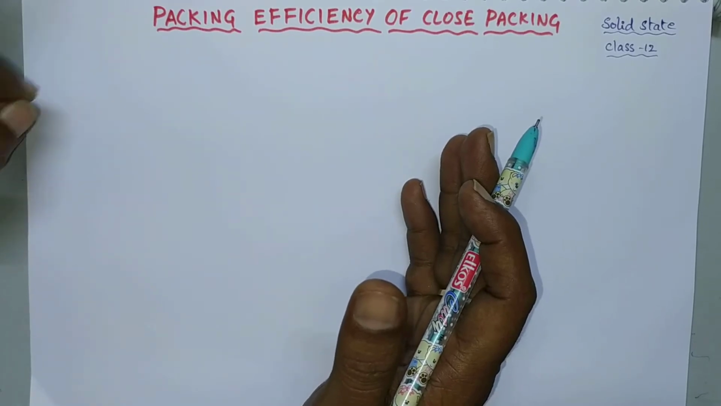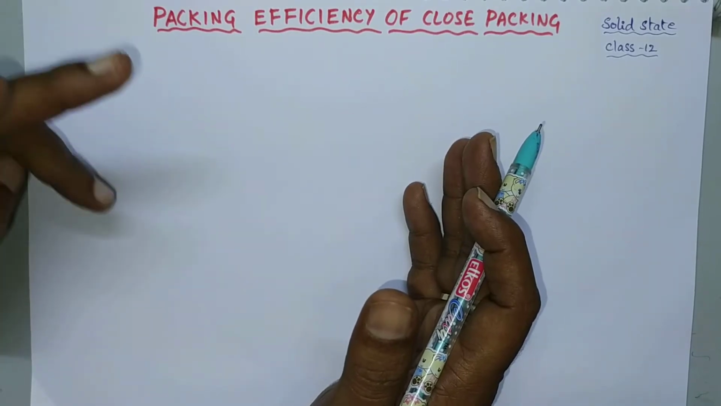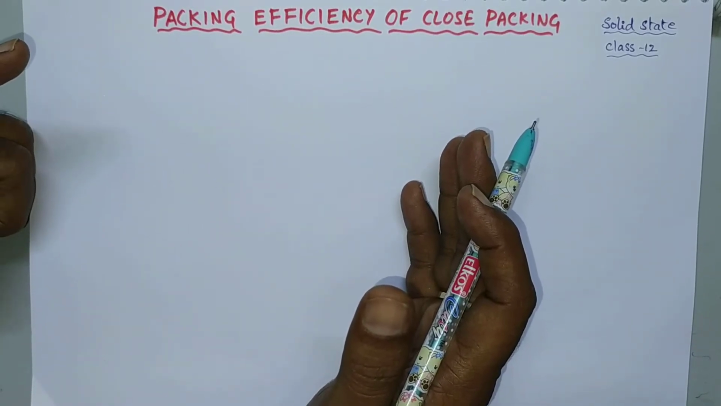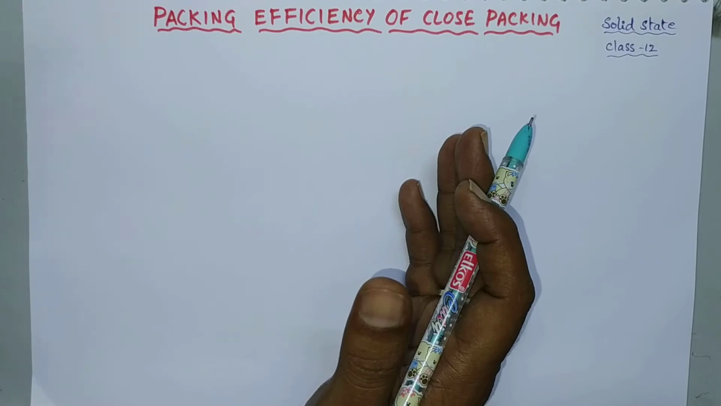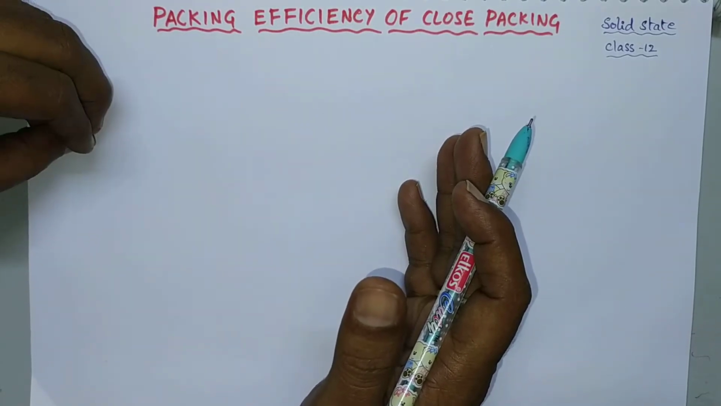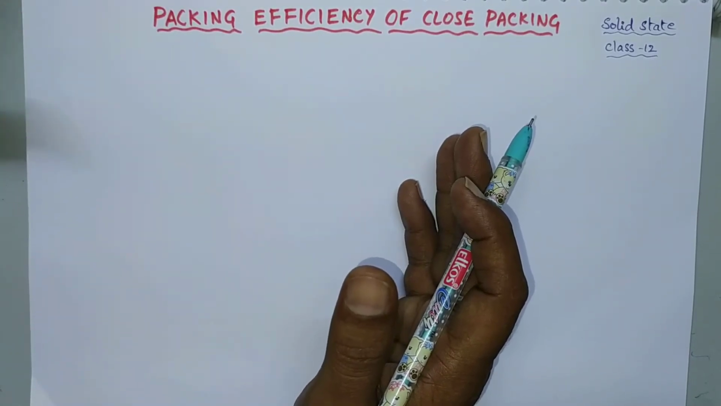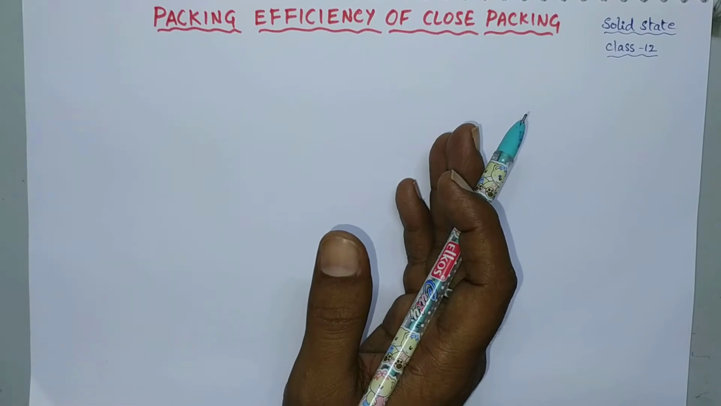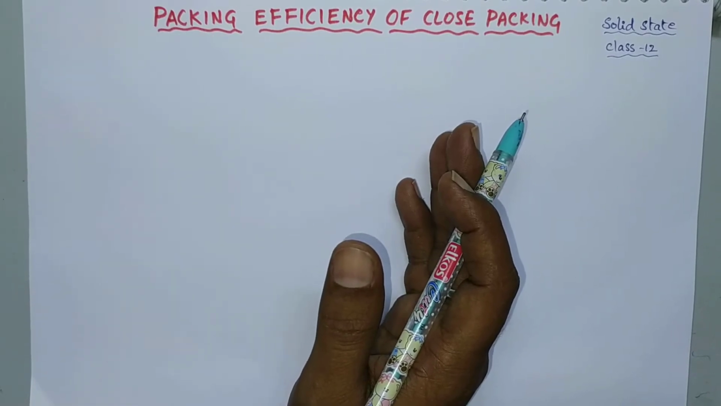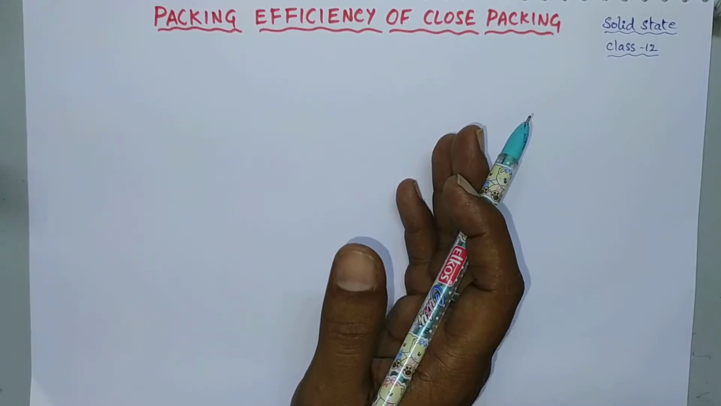There are mainly three types of cubic systems: one is simple cube, the body centered cube, and the other one is the face centered cubic structure. In these cubic structures, we have to calculate how much space is occupied by atoms or ions. That amount is called packing efficiency, which can be considered in terms of percentage. That is, the percentage of total space filled by atoms or ions.